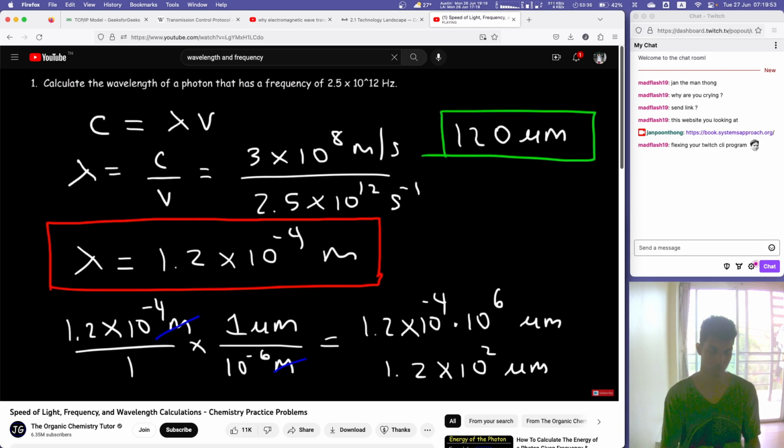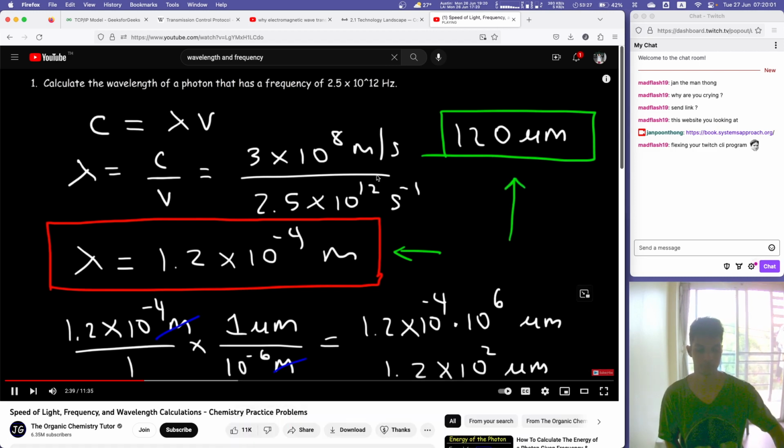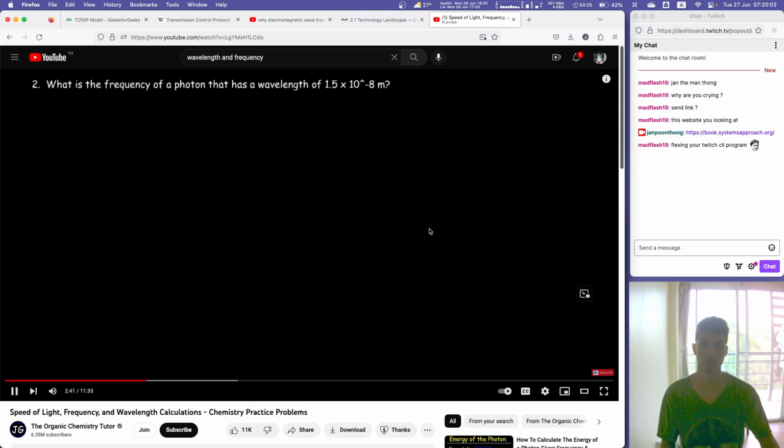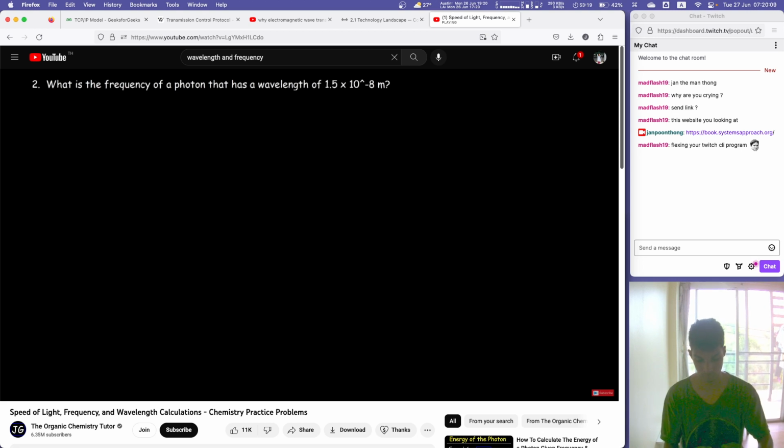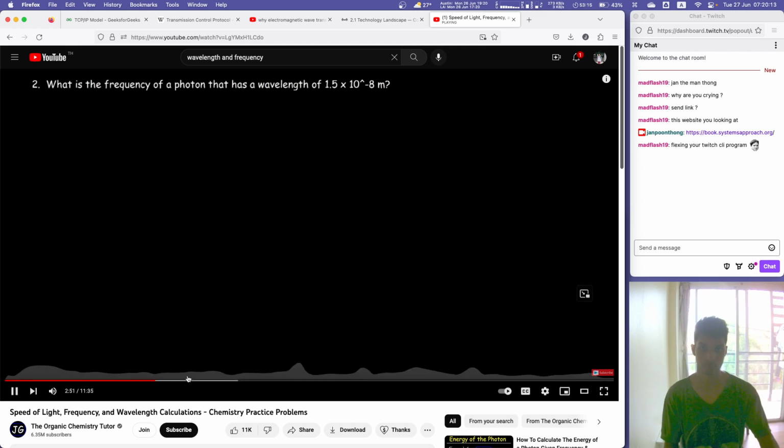So if you have a multiple choice test, your answer may be in meters, or it could be in a different unit, micrometers. So you might have some conversions with these problems as well. Just be ready for that. Now let's move on to number 2. What is the frequency of a photon that has a wavelength of 1.5 times 10 to the negative 8 meters? So go ahead and try that problem.